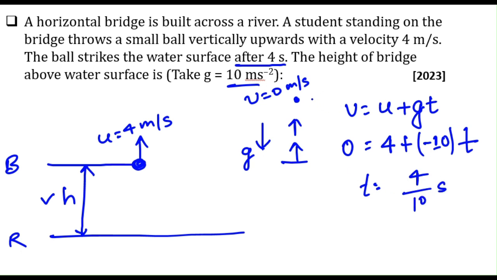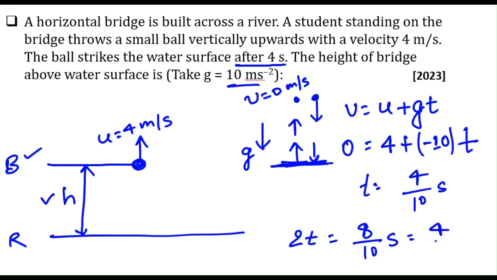And we can calculate easily from this point, if this ball starts descending, it will take the same time to reach back to the bridge level. So the time of descent will be the same, 4 by 10 second. So the total time of flight above the bridge will be twice this time, which is 8 by 10 second, or we can simplify it to 4 by 5 second. So this is the time during which the ball goes upward to the maximum height and then comes back to the bridge level.